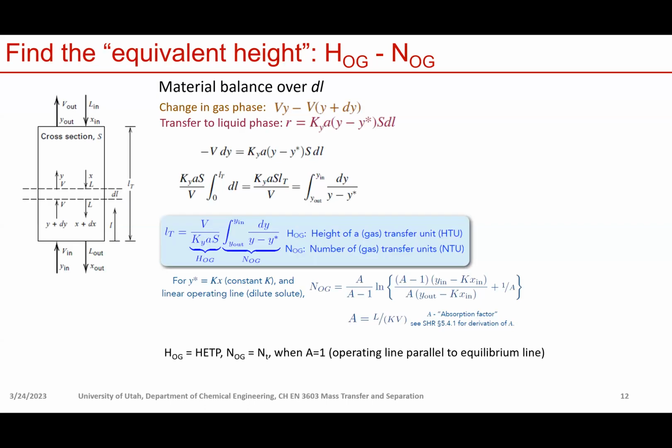But more generally, as we just said, these two equations only apply when A is 1, right? So HETP just equals HOG. And HOG can be computed if you know the vapor flow rate, the geometry of your packed tower, and the mass transfer coefficient. You can compute HOG, and you can compute HETP.